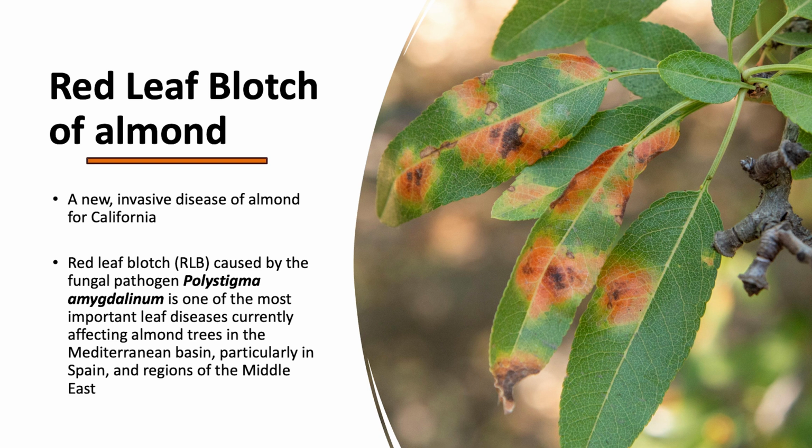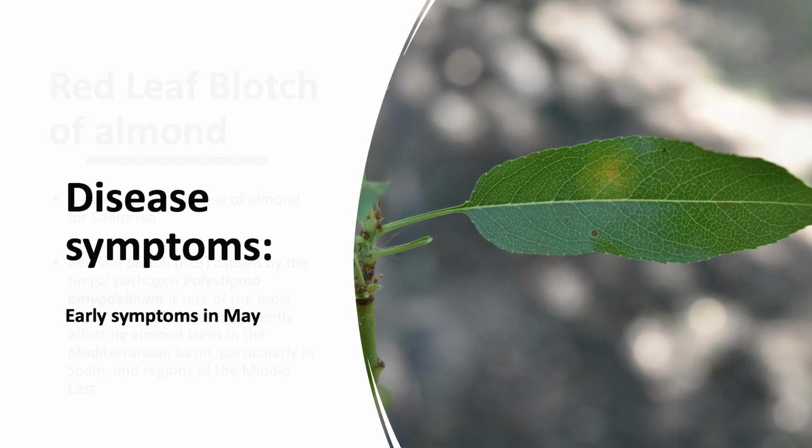And first detection in California, but we knew this disease from being very common in Spain, Portugal, or the Middle East. It's a very common disease of almond in Europe, but we detected it for the first time here in California this year. So quite a concern for the industry, and I would like to go over symptoms so we'll all understand what we're dealing with.